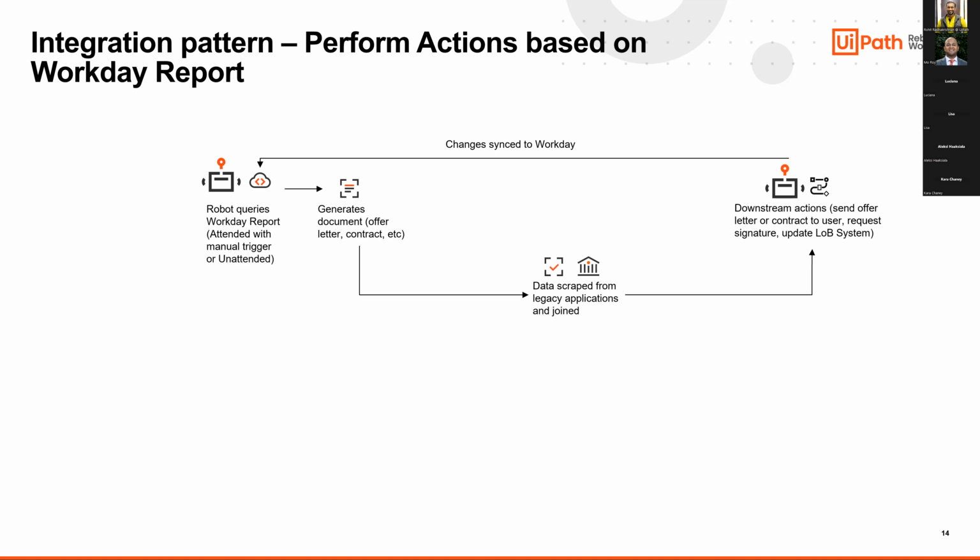Let's send it out for a signature. Let's make updates in additional systems. And then, of course, all those changes and all the relevant data can be synchronized back to Workday. So in this case, what's beginning with a Workday report that I've got different processes building data for can then lead to all these different downstream workflows and end up back in Workday with updated data.